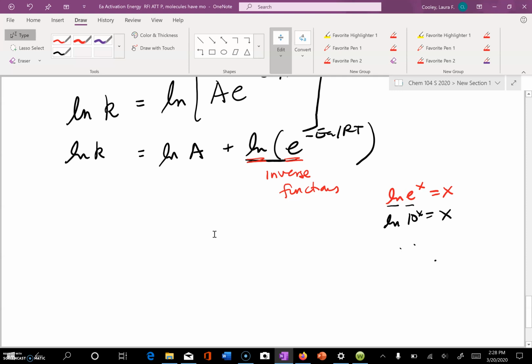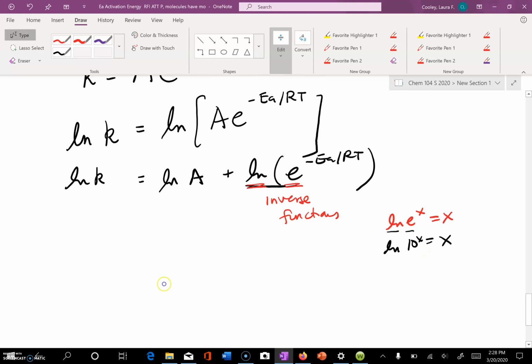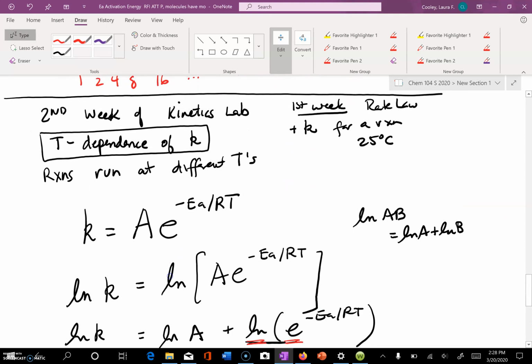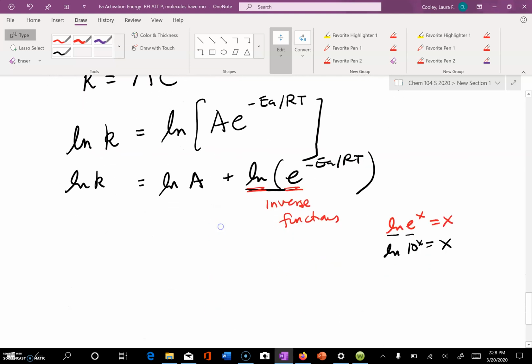I'd like to continue with showing you the equation that you need to use to figure out the activation energy and the pre-exponential factor from the data that you would have taken for the temperature dependence of the rate constant.